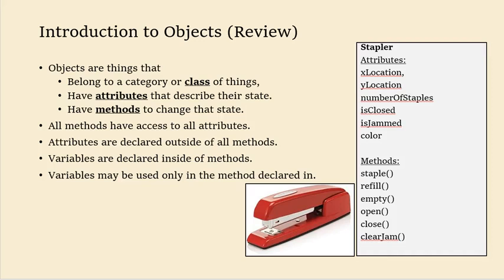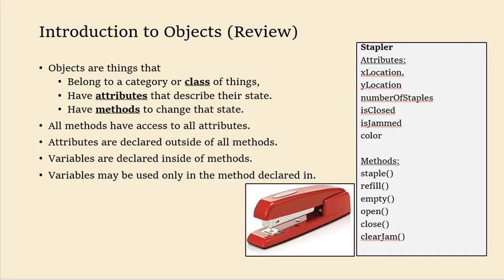The difference between an attribute and a variable is this: a variable is declared inside of a method. The attributes are declared outside of all the methods. So when you build a class, you have a section where you declare all your attributes, and then you have a section where you write up all the methods that can modify those attributes. And the trick is that all of the methods have access to all of the attributes. So this is going to help us determine when we want to use an attribute or a variable.